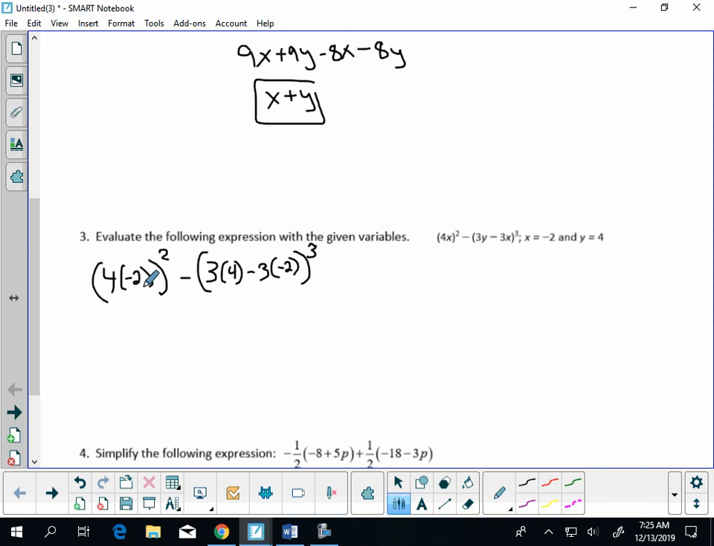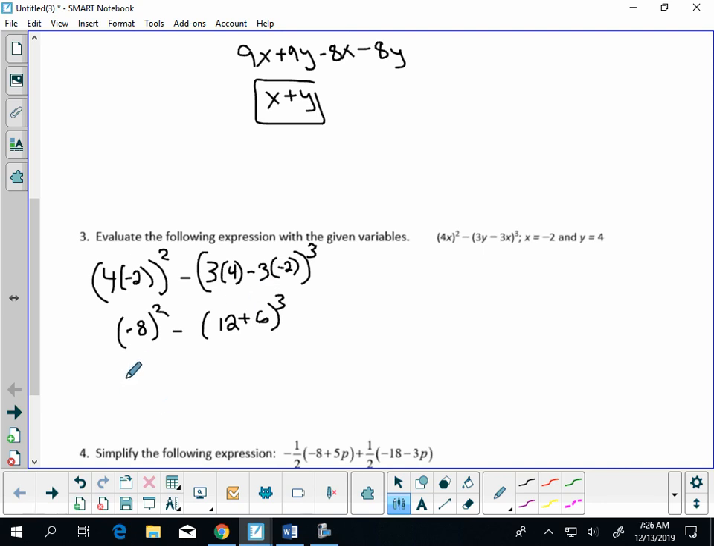Okay, we need to figure out what's inside those parentheses. So that's going to be negative 8 squared. That's going to be 12. And you want to be careful of your sign there. Negative 3 times negative 2 is going to give you a positive 6. And then you're going to cube that. You probably are going to need a calculator on this one.